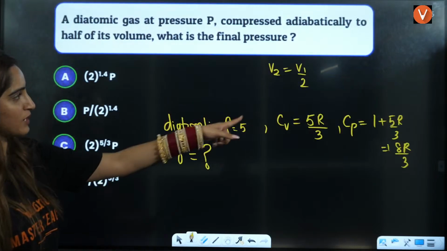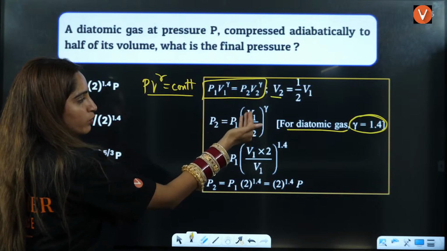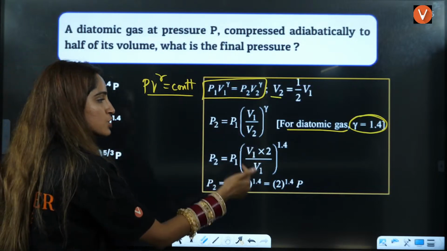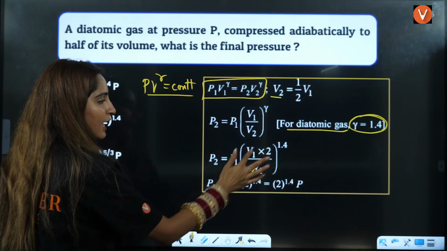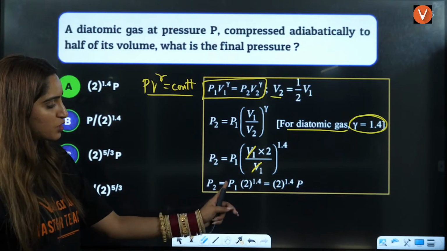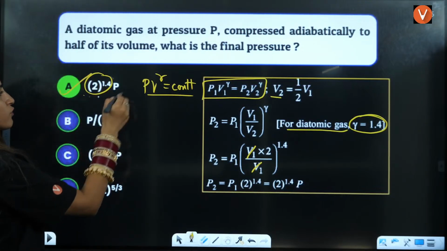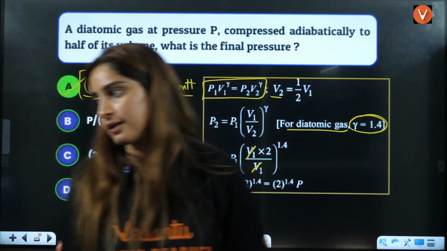That is given in the question only, right? So here you can put the value of V2 in place of V1 and this is what you will get. V1 will cancel each other, 2 raised to power 1 by 4. P2 is equal to P1 times 2 raised to power 1 by 4. So answer will be 2 raised to power 1 by 4. That is A is the correct answer.